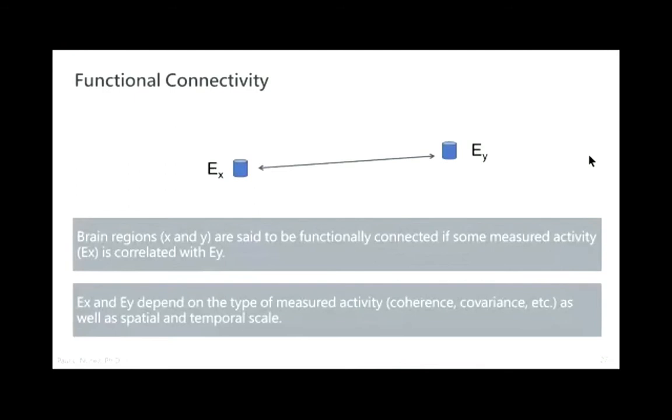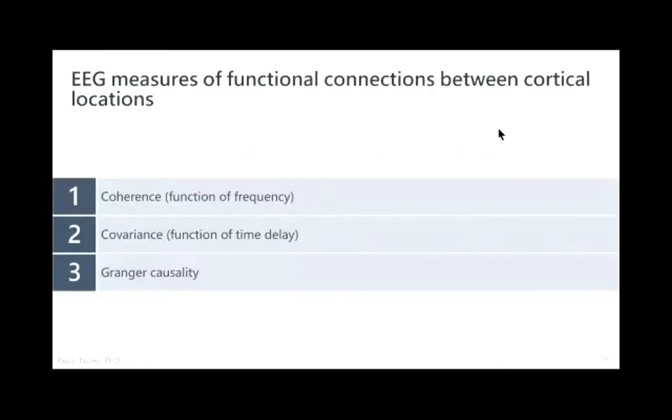One important idea associated with consciousness is functional connectivity. Brain regions X and Y are said to be functionally connected if some measure of activity EX is correlated with some measure of activity at another brain location, EY. And here are some measures of functional connections between cortical locations. Coherence, which is a correlation coefficient, expressed as a function of frequency, and covariance, which is a function of time delay.